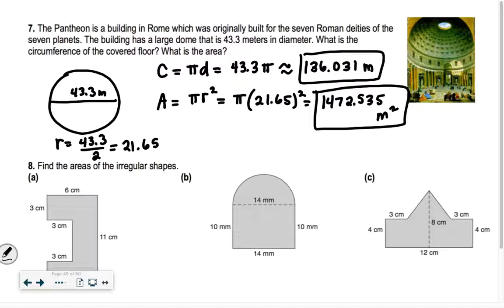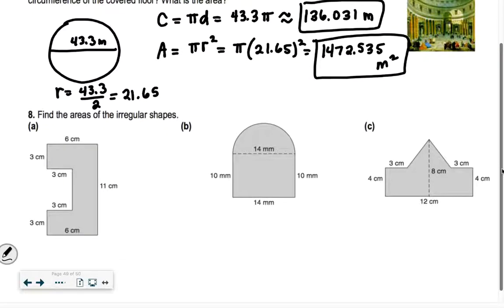All right, so 8A. It says find the areas of the irregular shapes. I did leave off one marking on C. I want you to mark this congruence mark and this congruence mark. I meant to put that in before I printed it and I forgot. I keep trying to put it in on Word, but it's never going in the right spot. It makes me mad.